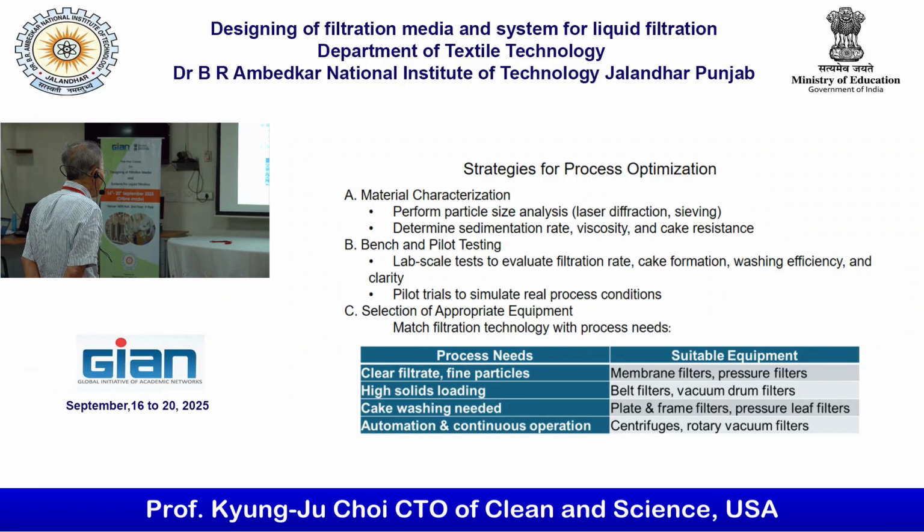And the selection of appropriate equipment, machine, filtration technology with process. Process need: clear filtrate. What do we need? Everybody wants a clear filtrate. And sometimes the product is particles, fine particles, high solid loading, cake washing needed or not, automation, continuous operation. So membrane filter, pressure filter, belt filter. Which one is the suitable equipment for that special process?